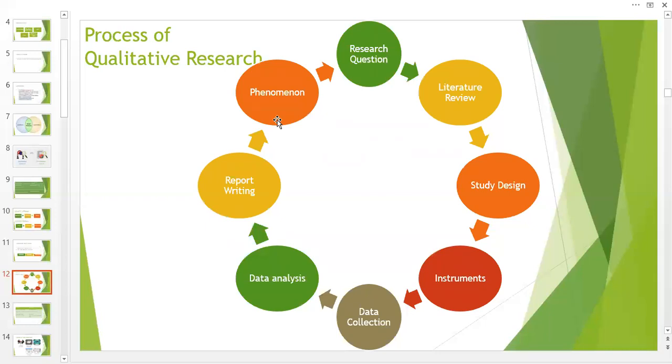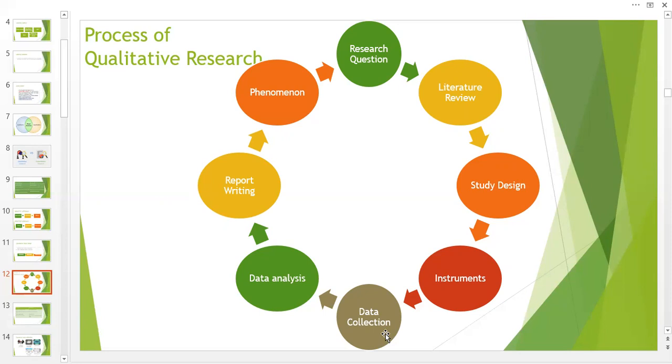The process or steps of qualitative research start from the phenomena of interest. For example, we want to study acid burn victims. Then we develop a research question, which in this case will be the perspective of acid burn victims. Then we review the literature to look for what has been done on this topic. Based on our research question, we select an appropriate study design, and then we decide the instruments and data is collected.